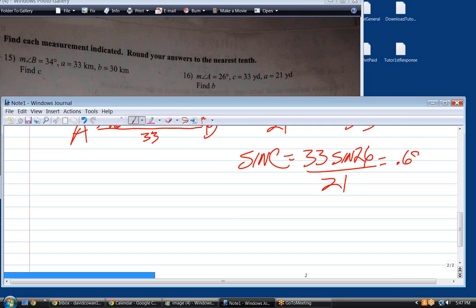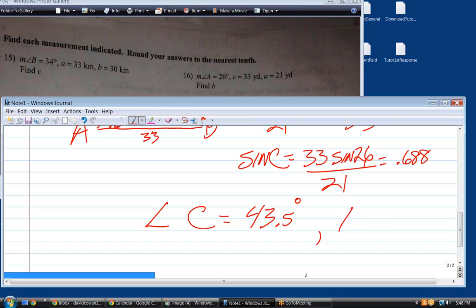0.688. What's the next step? We take the inverse of that. Okay, so angle C equals 43.5. What's the next step? Subtract it from 180. Okay, because we want to find what the other angle C might be.